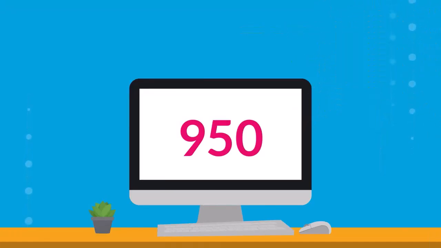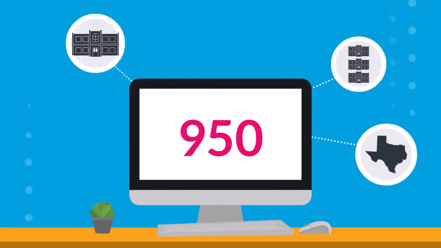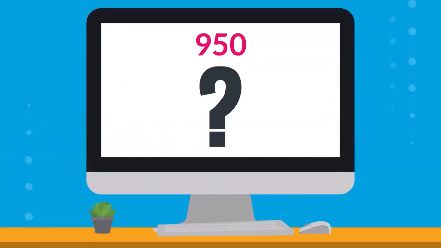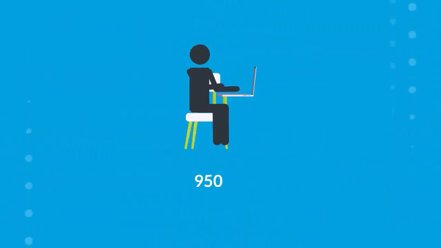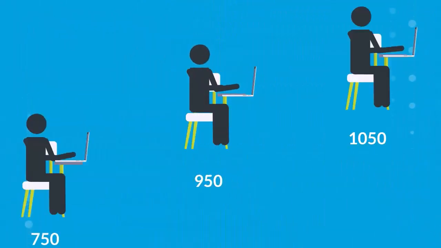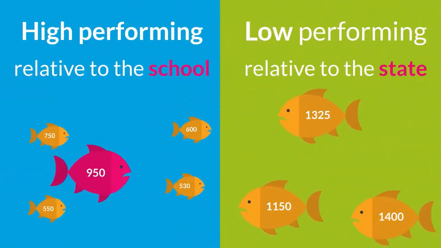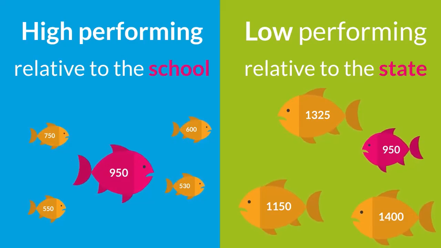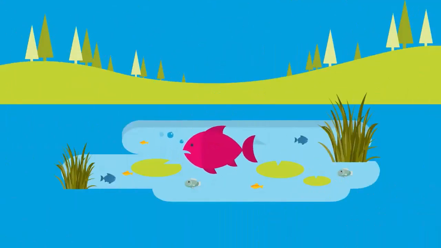Maybe you've wondered how that score compared to other students in the same school, district, state, or even the whole nation. Without any added context, the score itself doesn't tell us how many students earned the same score, a lower score, or a higher score. A student might be high-performing relative to their school, but low-performing relative to the state. Sort of like a big fish in a small pond or vice versa.